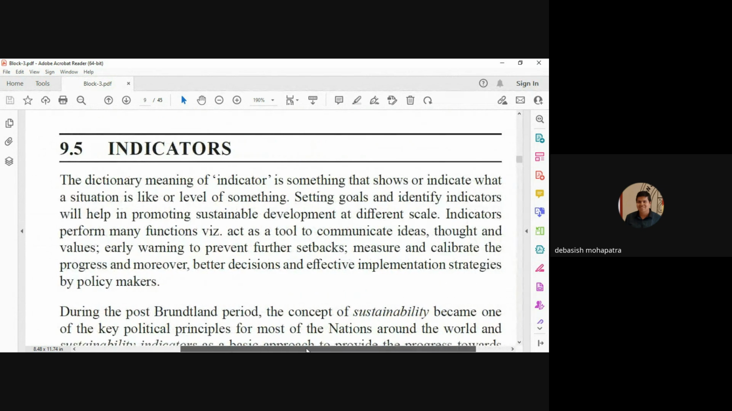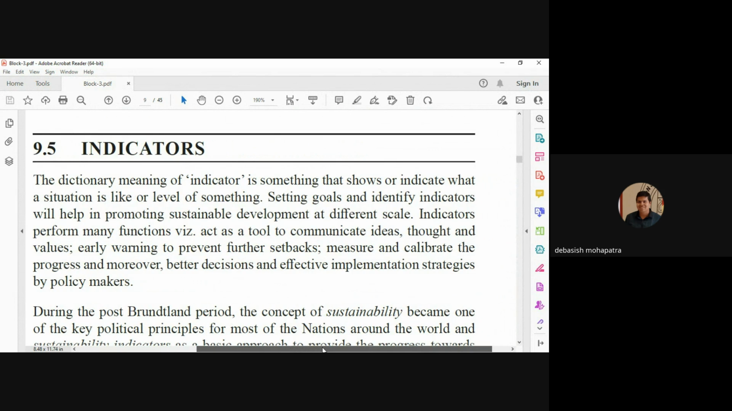Then indicators. So we all know what indicators are. They indicate what a situation is like or the level of something.